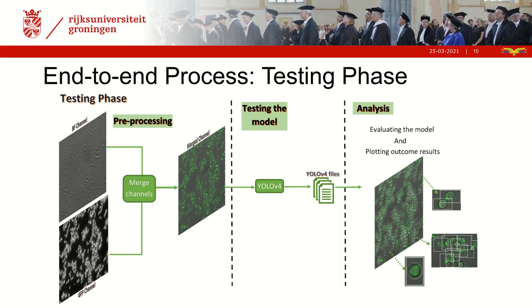To test the trained model, we first need to, again, combine the bright field and the GFP channels of the test images I told you about. To emphasize, the model did not see these images before. This is very important. The last step is to evaluate the model based on these images. This is done by various analysis steps, including plotting and providing some metrics to measure the model's performance.